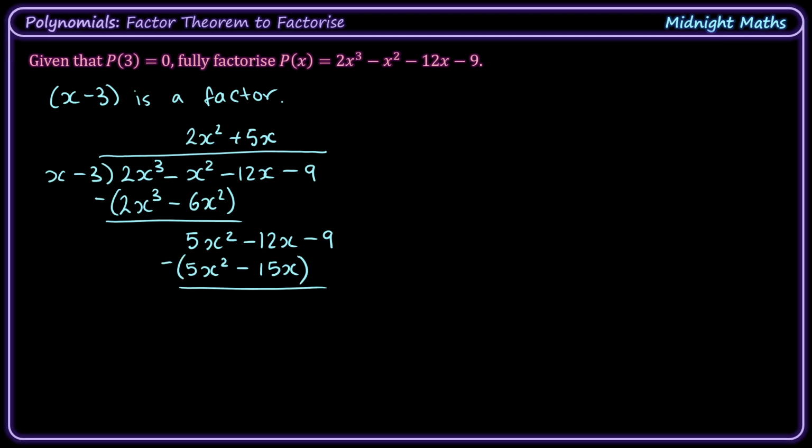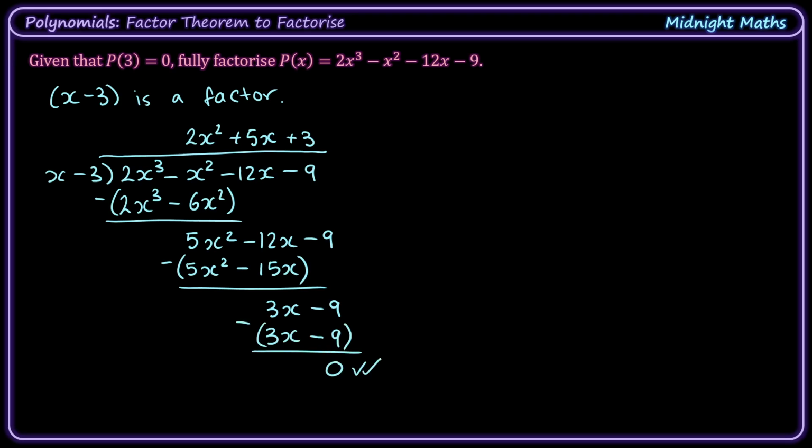Subtracting that away, these cancel off. Awesome. Then we have minus 12x plus 15x, which is equal to 3x minus 9. That's the minus 9. Last step. What is 3 multiplied by to give 3x? That's just 3. Then we multiply the 3 onto our divisor. 3 times x is equal to 3x. 3 times negative 3 is equal to minus 9. When you subtract that away, you get a 0.